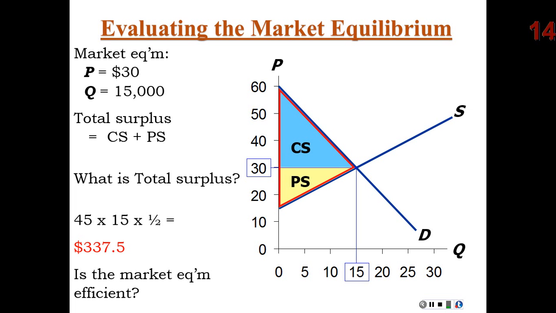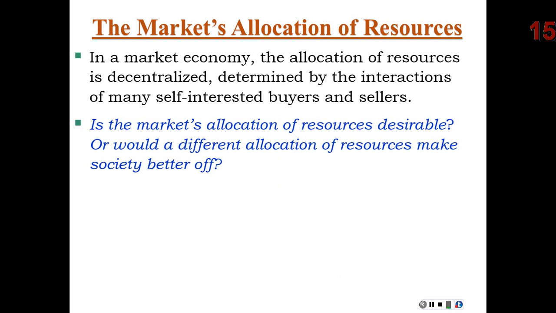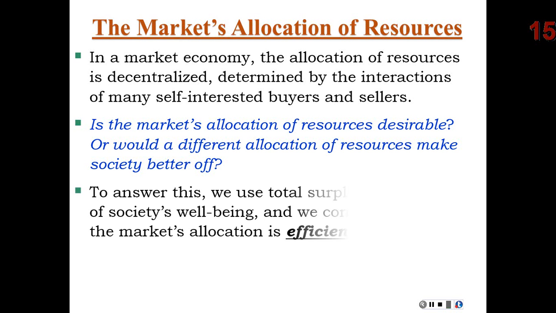Now, identifying and calculating consumer surplus, producer surplus, and total surplus is one thing. But now we want to ask the question, is the market equilibrium efficient? Okay, that's what we want to look at next. Is the market's allocation of resources desirable? Is that a desirable price? Is that a desirable quantity that we get with equilibrium? Or would a different allocation of resources make society better off?